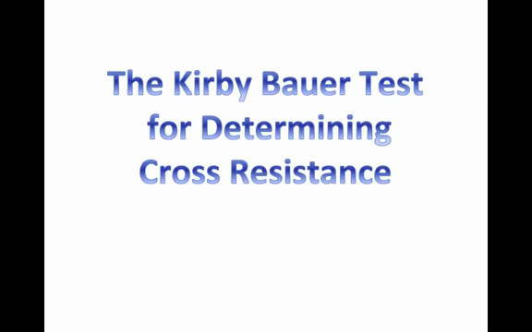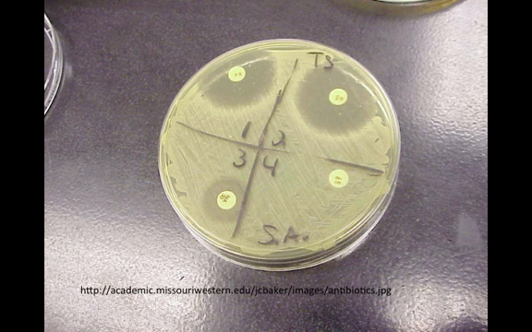All right, this video is going to talk about the Kirby Bauer test for determining cross-resistance. The Kirby Bauer test was actually developed in 1956 in order to test the efficacy of antibiotics because of the concern of resistance. It's funny how some things never change. The test is very similar to the agar diffusion test that you're using to look at the rate of acquiring resistance, but there are some important differences that you should be aware of.